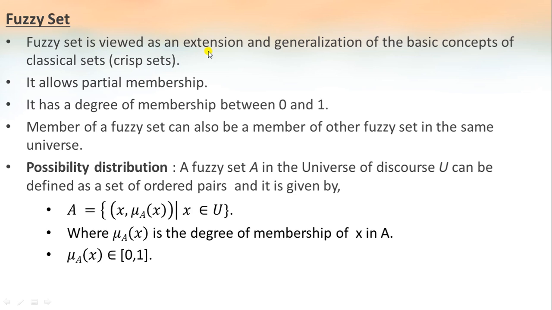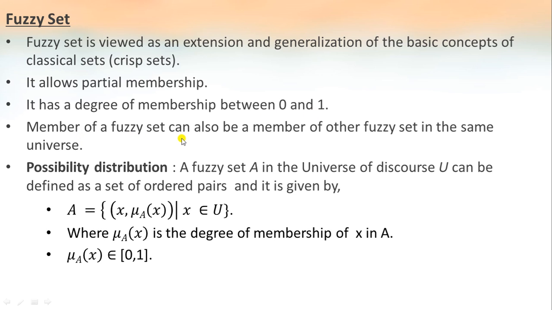A fuzzy set is viewed as an extension and generalization of the basic concepts of the classical set. In a classical set, partial membership is not allowed, but a fuzzy set allows partial membership and has a degree of membership between 0 and 1. In a classical set, an element is either present in the set or not present, so it has only two values, 0 and 1. But a fuzzy set has a degree of membership which ranges between 0 and 1.